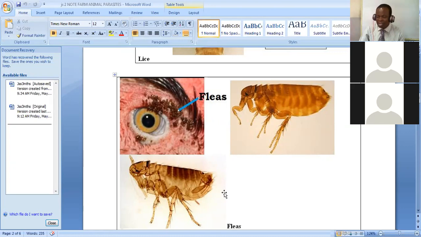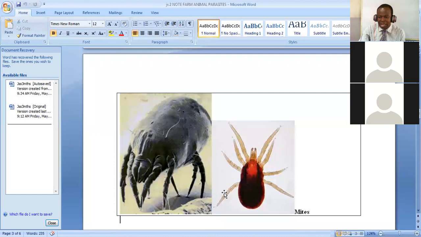So these are fleas. Now, the next one I have here are mites. That's the third ectoparasite in farm animals. They are mites, the spelling is there. Now, the first one on the left is a microscopic view. It has been highly magnified, but it's possible that that is what NECO will bring out. So note this shape also.